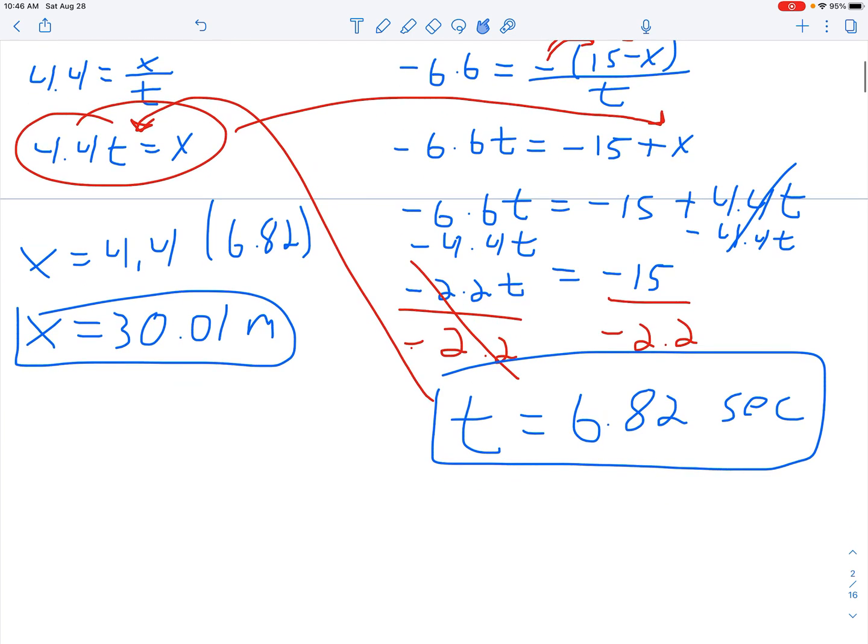Do you see it? I see it. It is right here. So when I subtracted the t's, negative 6.6 minus 4.4 is not negative 2.2. It's negative 11.